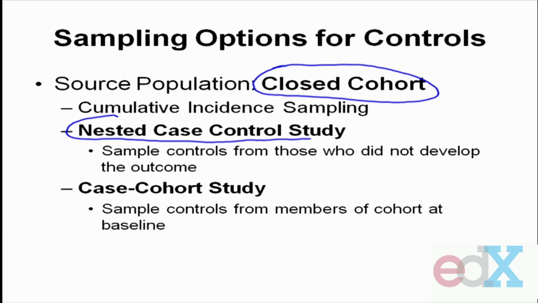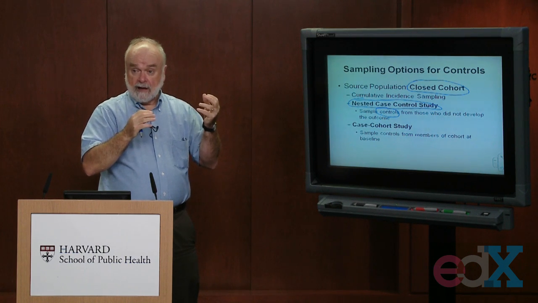I can do something called a nested case control study, and that's what I'm going to be talking about in the next lecture. I can select as my controls the people who did not develop the disease, the non-diseased people, the old definition of case control studies. I can take a sample of those people who lived through the closed cohort, were followed to the end of the study, and didn't develop the disease. And that's one option I could have.